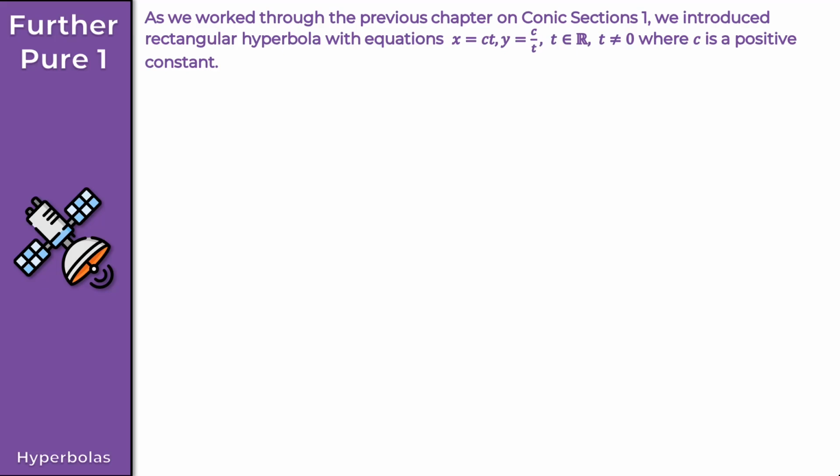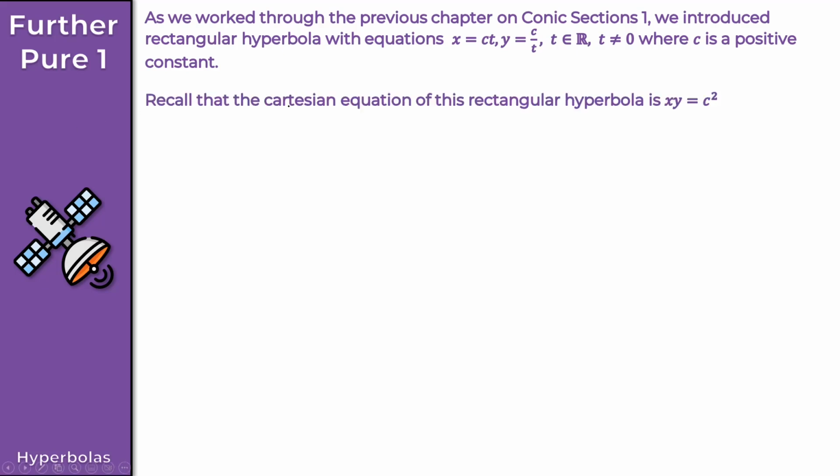In this video here, we're going to take a look at hyperbolas. As we worked through the previous chapter on conic sections 1, we introduced rectangular hyperbola with the following equations here. So x equals ct and y is equal to c over t, where t belongs to the set of real numbers and t cannot be equal to 0. So c here is just a positive constant.